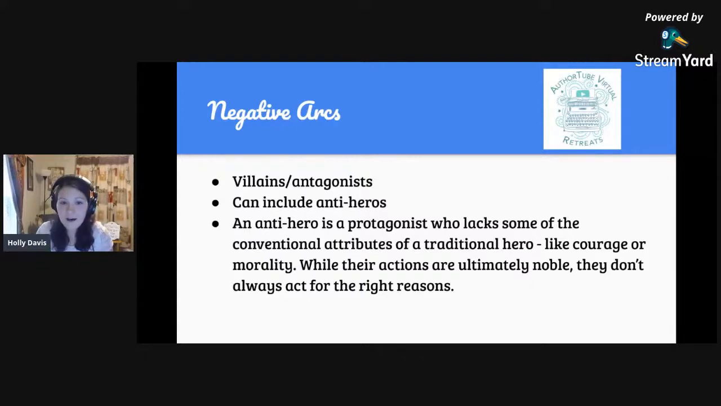So examples of some anti-heroes who have negative arcs are Walter White from the Breaking Bad TV series, Victor Vale in Vicious by V.E. Schwab, Sherlock Holmes is a classic one. Also, one of the first people that popped into my head was Annalise Keating from How to Get Away with Murder. And then Enon from Children of Blood and Bone kind of switches between being a hero and an anti-hero. So there's some characters that can be a little more complicated too.